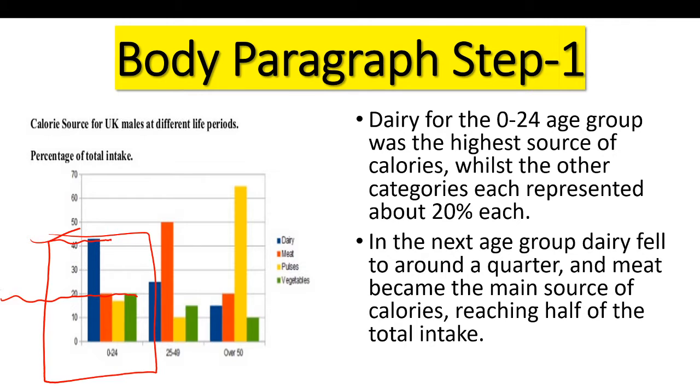So in the next age group, dairy fell to around a quarter, right? It fell around a quarter, meaning it was 40% and now it has declined to around 25%. In the next age group, dairy fell around a quarter, and the meat became the main source of calories. So now the meat has increased in the next category, 25 to 49. The consumption, or the requirement, of meat has increased. So meat became the main source of calories, reaching half of the total intake.